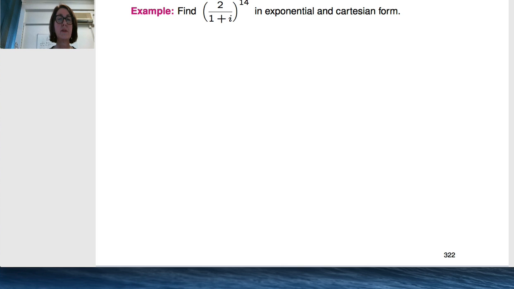So the next thing we have is an example for you to try yourself. Write your complex number in complex exponential form and then use de Moivre's theorem to raise that to the power 14. Okay.